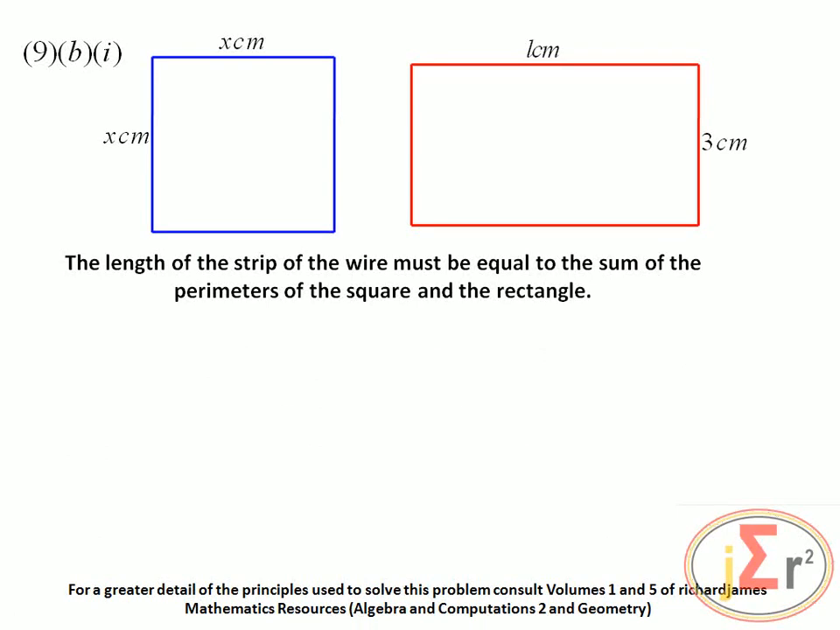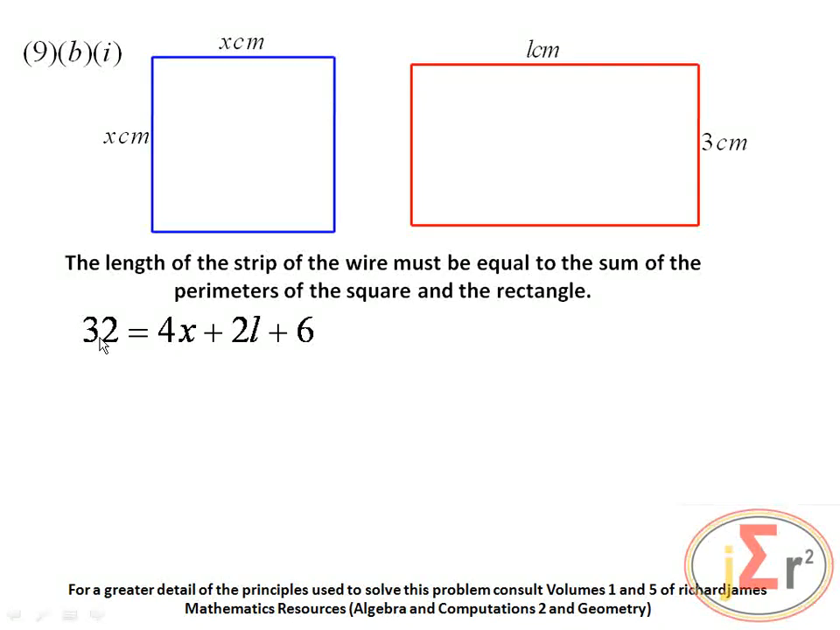We are required to write expressions in terms of L and x for the length of the strip of wire. The length of the strip of the wire, of course, what do we expect? If the wire is bent to form a square and a rectangle, it means that the perimeter of the square plus the perimeter of the rectangle is equal to the length of the wire that was used to form those shapes. Right? So let us go straight ahead.